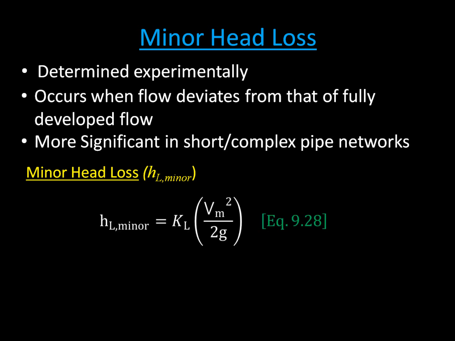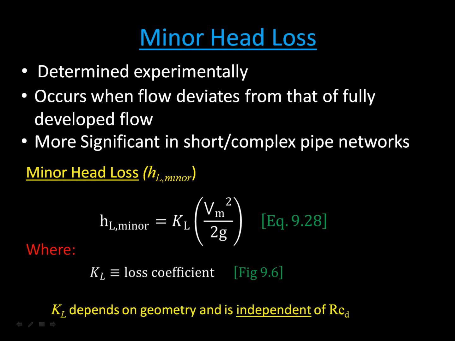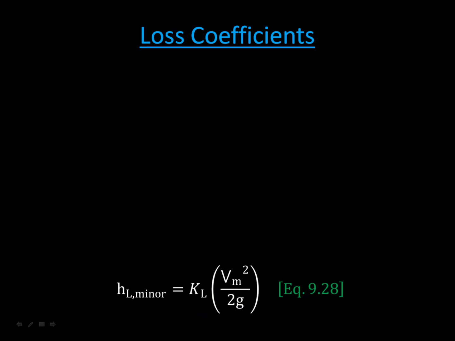So how do we compute minor head loss? Well, minor head loss is equation 9.28 in your textbook, and it's just K sub L, which is our loss coefficient, times the mean velocity squared divided by 2 times the acceleration due to gravity. And this was determined experimentally. So just to put in your notes, KL is the loss coefficient, and we get loss coefficients for different additions to pipe networks from figure 9.6. I'm going to go through each of those with you. The key thing to note is our loss coefficient depends on geometry and is completely independent of our internal Reynolds number. So let's keep that equation here on the bottom, and let's go through the table in the book.